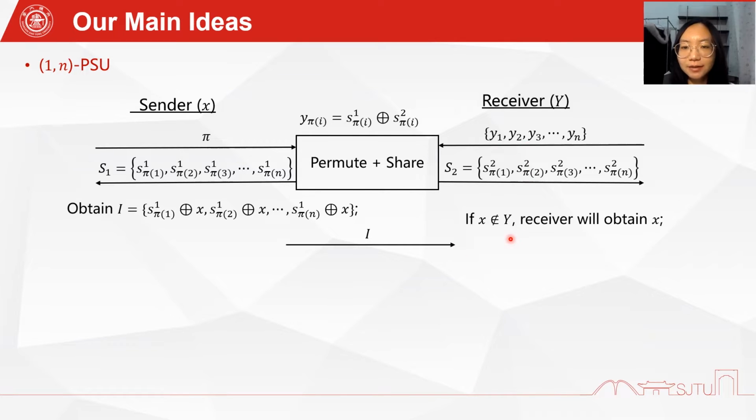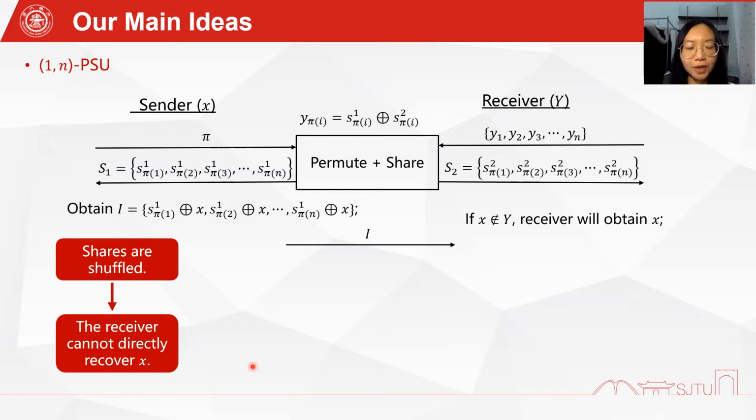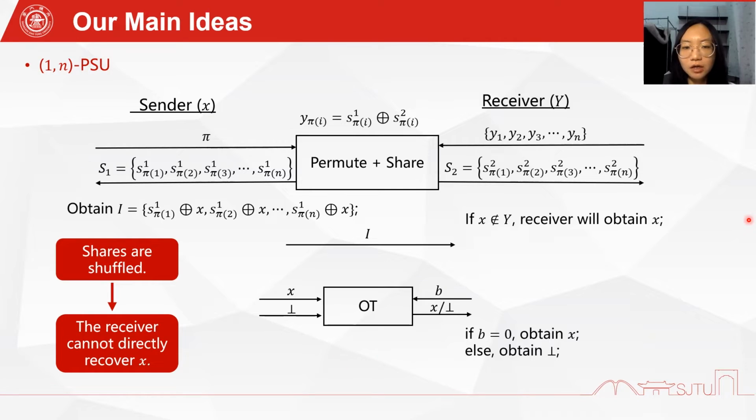If X isn't in set Y, then the receiver needs to obtain the item X. But here, because the shares are shuffled, the receiver cannot directly recover the item X. So here we use oblivious transfer to help the receiver obtain the item X, and to guarantee that if X is in set Y, the receiver can just obtain a dummy item. But there is still an issue.